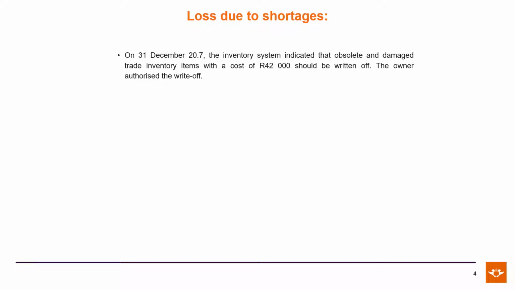Says on 31st of December 2007, the inventory system indicated that the obsolete and damaged trade inventory items with a cost of $42,000 should be written off. The owner authorized the write-off. So, to record this transaction, you should recognize a loss that was suffered by the entity. Since this loss was suffered by the entity, that constitutes an expense. And then expenses increase on the debit side. So you are going to debit loss due to shortages and credit trade inventories because you have lost some inventories.